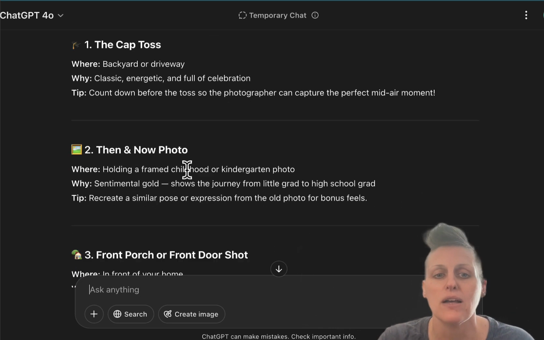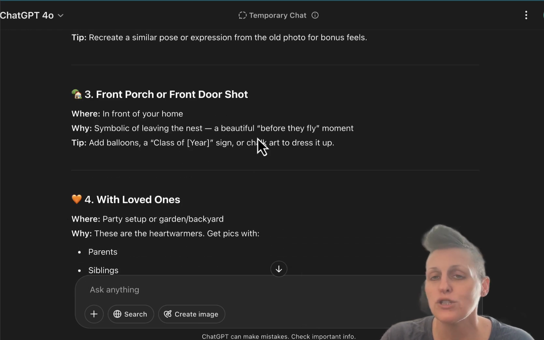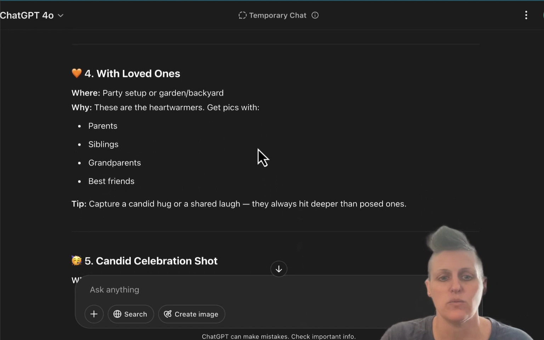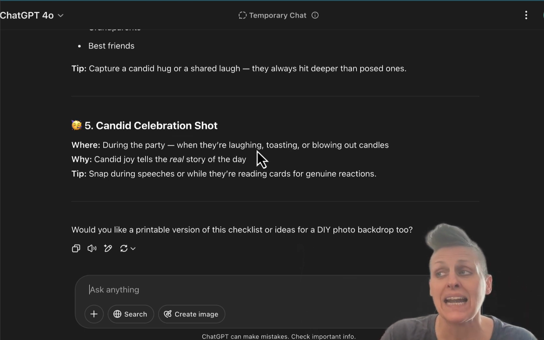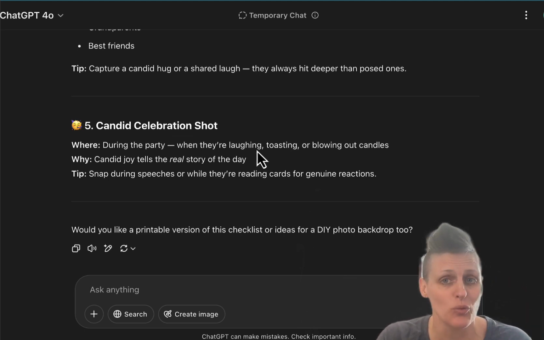So we have the cap toss, then and now photo, front porch or front door shot with loved ones, which is always a great one, candid celebration shot. There are 5 ideas right there. And I don't have to be a photographer to know that those could be some really great photos.